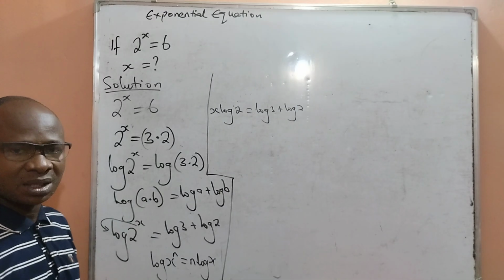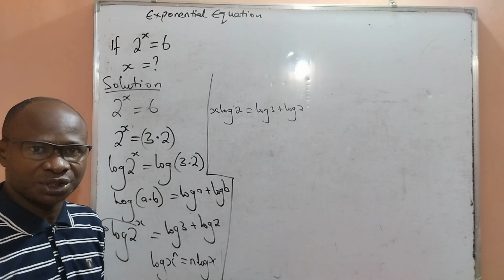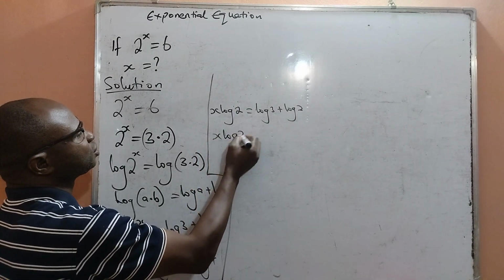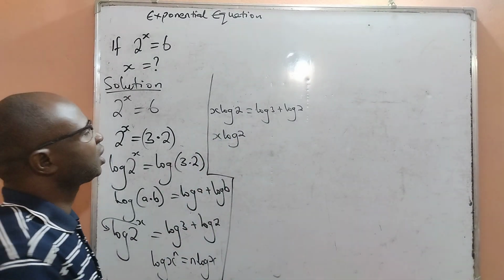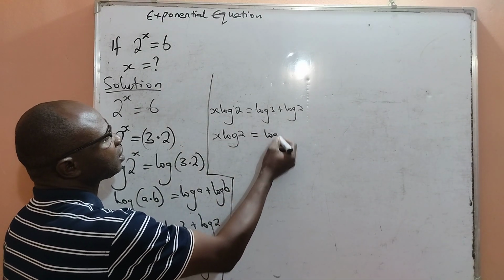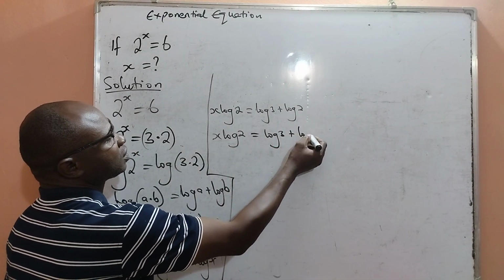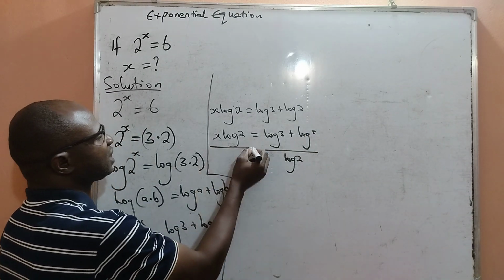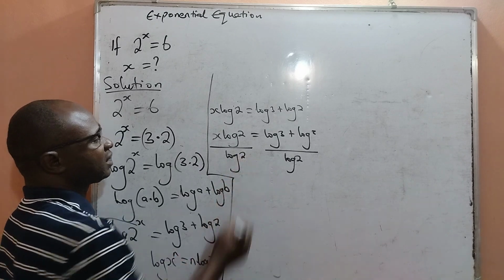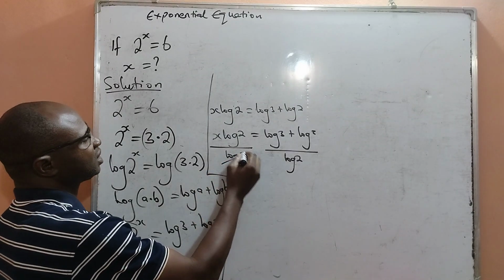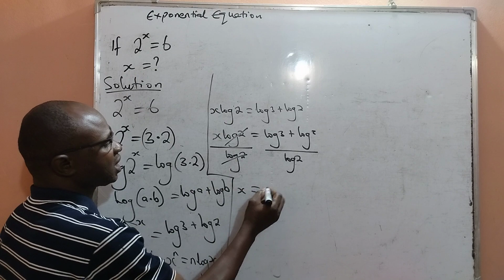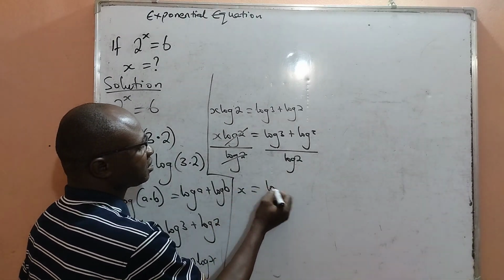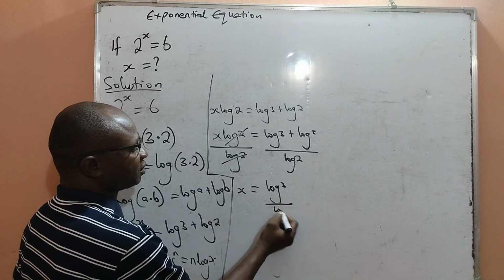Okay? Now, let me divide both sides of the equation by log 2. That means x log 2 over log 2 is equal to log 3 plus log 2, all over log 2. So divided by log 2 here, and this side also divided by log 2. By this, log 2 cancels out log 2. I have left x equal to, from here, log 3 all over log 2.